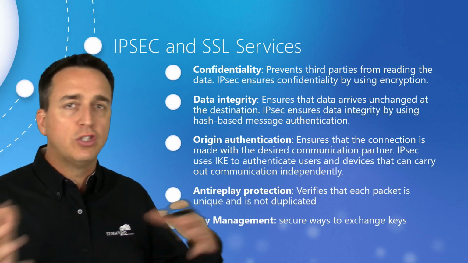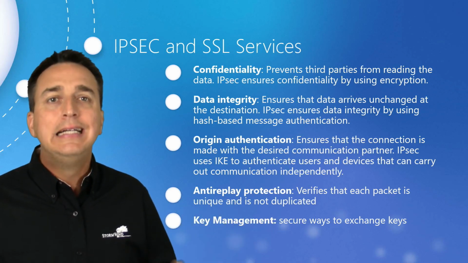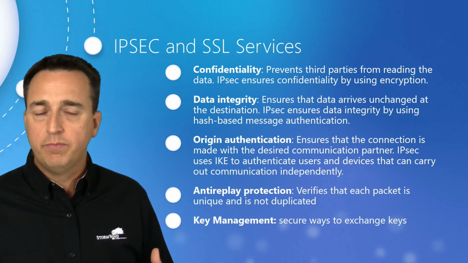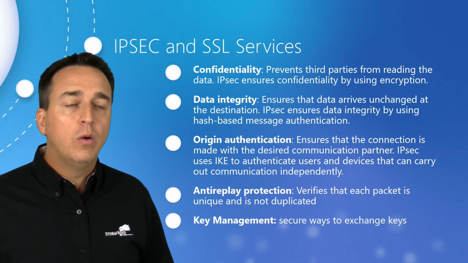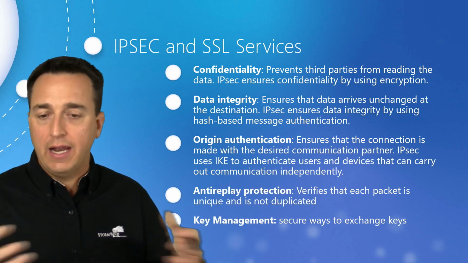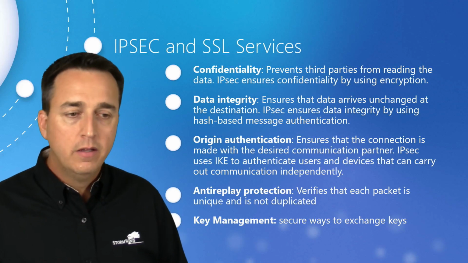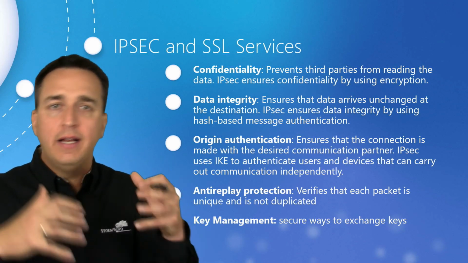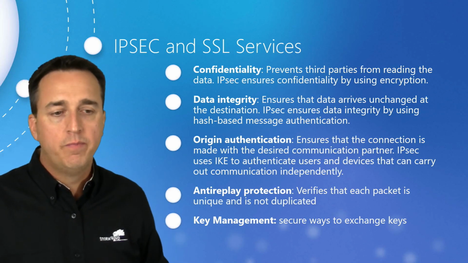So as the traffic's crossing the VPN, we want to make sure that it's the same data that was sent that is being received. That way, we can confirm that as it crossed over that untrusted network, nobody grabbed it, modified it, and then resent it onto the network.